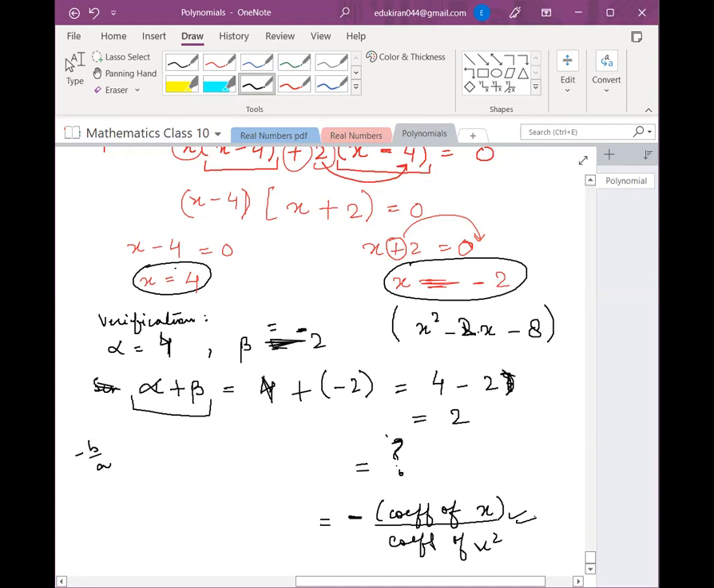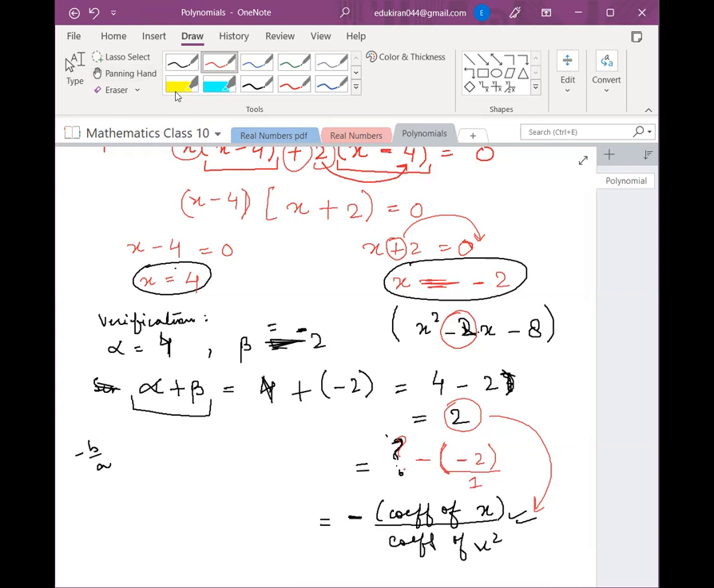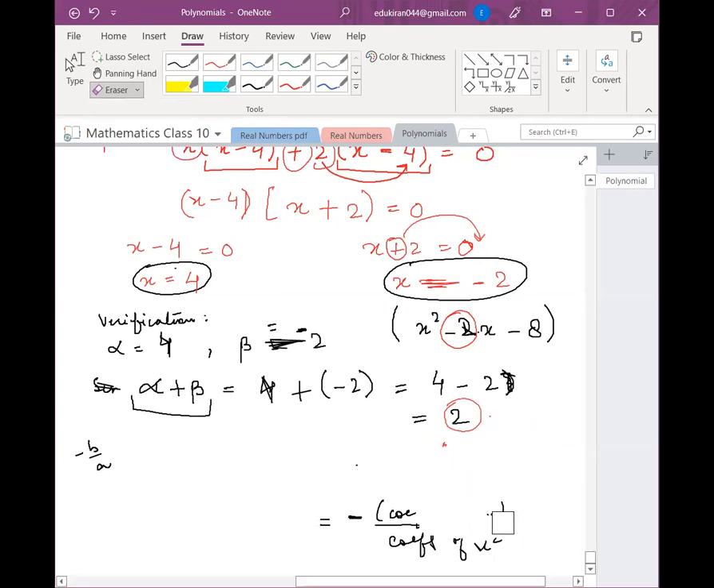Just to make you understand, what should I write here in the place of this question mark? I'm getting 2 here and I want to convert this 2 into this form. So can I write it like this? Minus, now what is the coefficient of x, which is minus 2, right? So write minus of 2, divided by the coefficient of x square, that is 1. Wait, have you got confused? So far, is it clear? Yeah, till the 2. Okay.